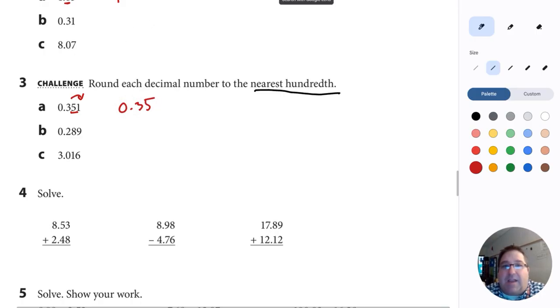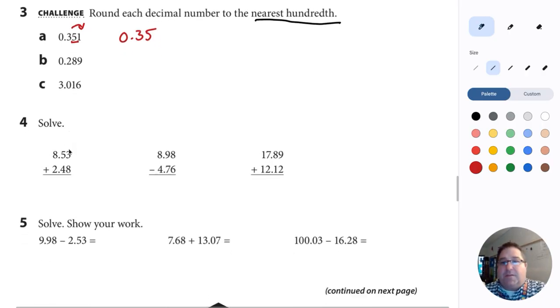Again, we end at the place we're rounding to, and then we have to write all the numbers in front of it. See, none of these are tricky. I don't even understand how that's a challenge, but you guys got this.